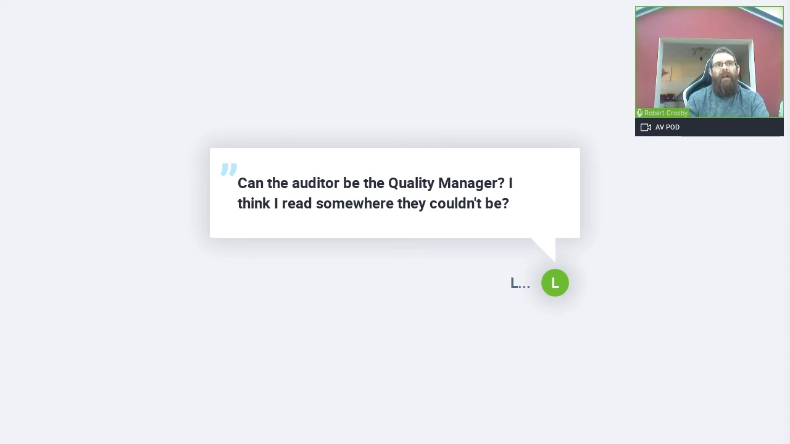Can the auditor be a quality manager? I think I read somewhere there couldn't be. An auditor can be anybody from in the organisation. Ideally, you want them to have some experience. You want them to be professional, etc. Some organisations are only small, so by virtue of them running the management system, they're effectively managing the documentation, making sure that non-conformances are being reported and actioned. I don't think the statement's true that they couldn't be a quality manager.